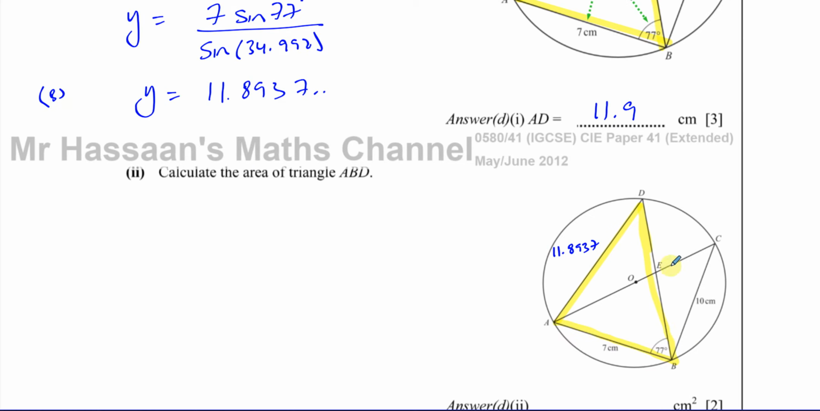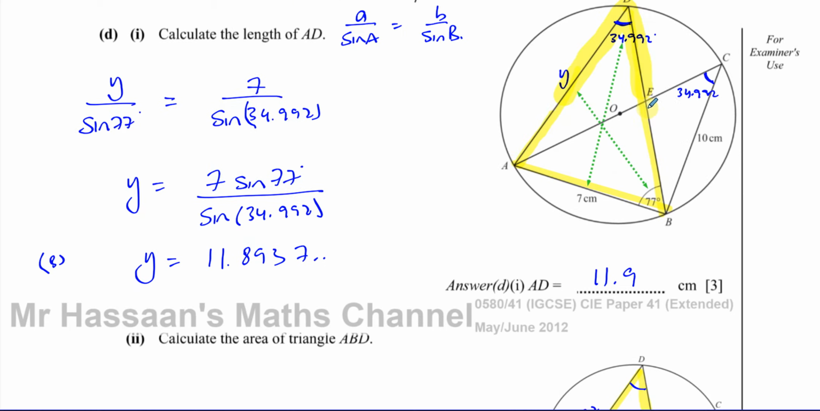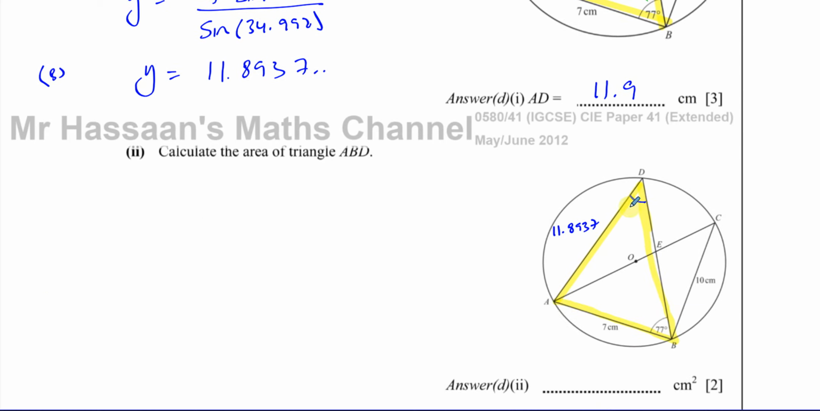We also know that this angle here is the same as the angle here, as we determined already, which is 34.992. That's angle A. That's A in my calculator. That's B in my calculator. All right. Now, with that information, I need to find the area of this triangle. Now, we have a formula that the area of a triangle, when we don't have its vertical height, is a half times AB times sine C.